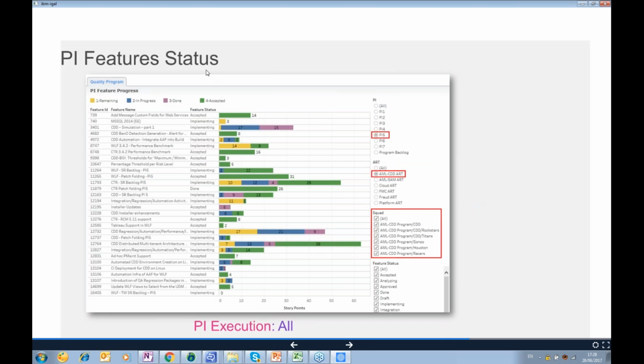Here you can see the PI feature status. You can pick the number of the PI that we are working on, and you can see all the user stories and features, and how many have been accepted, done, in progress, or not in progress at all. So with a quick view, you can understand where we're standing with our commitments in a specific PI.